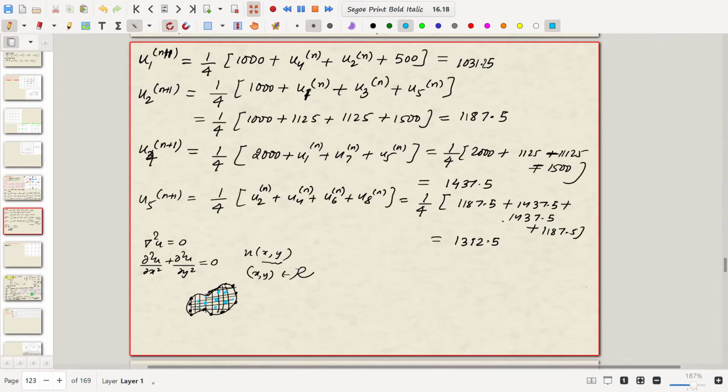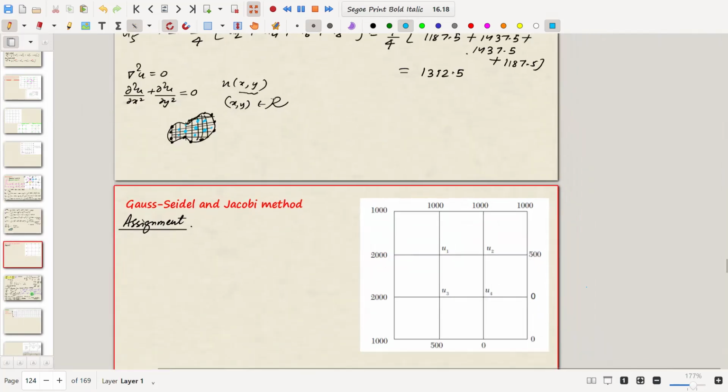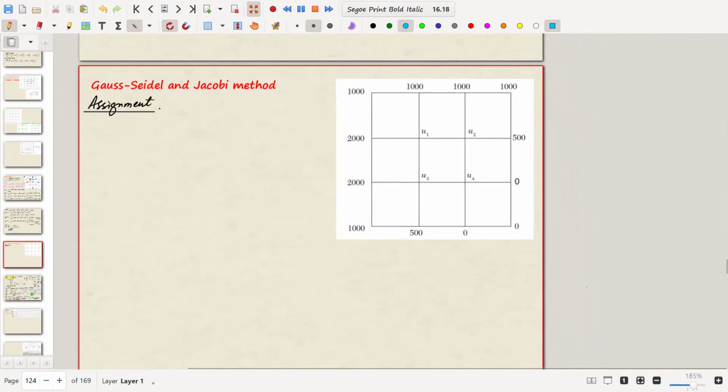However, you can also use the Jacobi method and the Gauss-Seidel method. Gauss-Seidel will be more accurate than Jacobi. That much we have learned, and we gave you one assignment. I have seen most of the assignments, like the one I did in last class. Many of them have not done it correctly. It is just basic common sense.